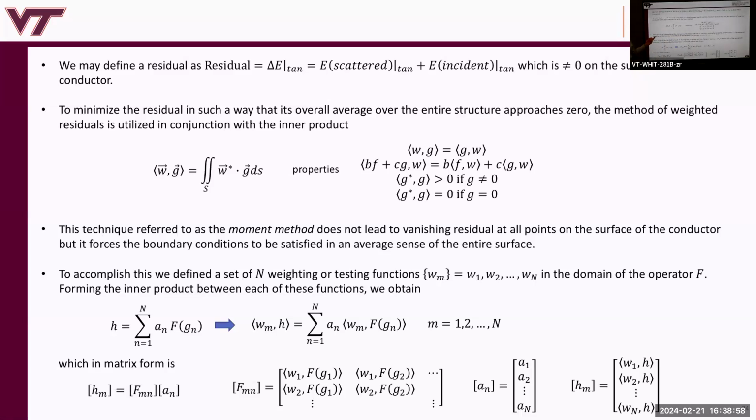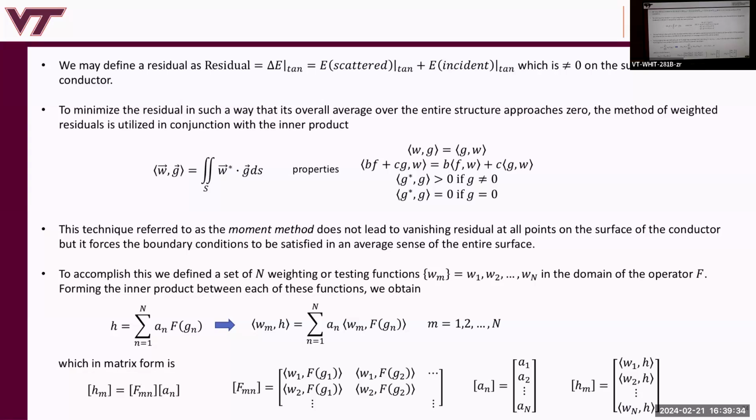Okay, so this technique we call the method of moments, or the moment method. The moment method is an approach to solve an integral equation. It does not lead to vanishing residual at all points on the surface of the conductor, but it forces the boundary conditions to be satisfied in an average sense over the entire surface. I don't know if you remember last lecture, at the very beginning, I said we can use these pulse basis functions and average the electric field over the domain of one of the basis functions, to try to satisfy the boundary condition in an average sense. That's what we're doing here.